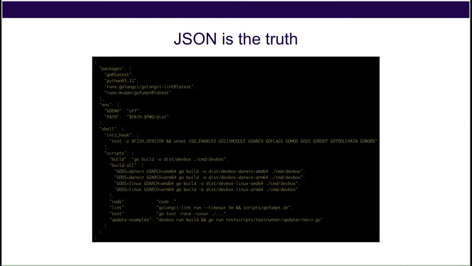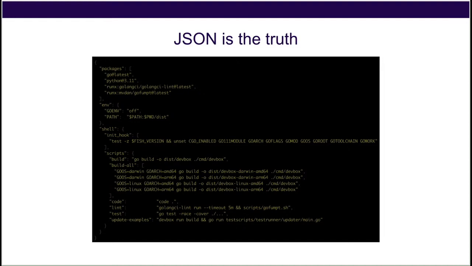The way we think about Devbox is just this fancy interpreter. We think JSON is the language of truth, and we think JSON can be a great way to express what you want and how you want it to look when you're building your environment. So this is an example of what Devbox turns a JSON that looks like this into your environment.